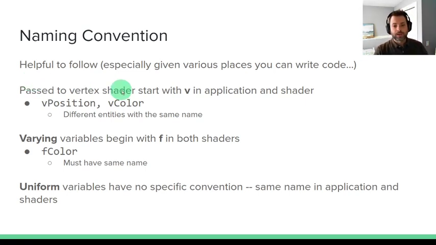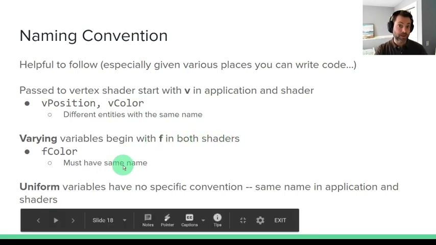So if something's being passed to the vertex shader, start it with V for vertex, right? So the application variable should start with V, shader variable should start with V. This helps you understand this application variable goes to this vertex shader, they're the same thing. If it is a varying variable, it should start with F in both shaders. So if you have a variable that's in the vertex shader and the fragment shader, because it is varying, start it with F. And they have to have the same name.